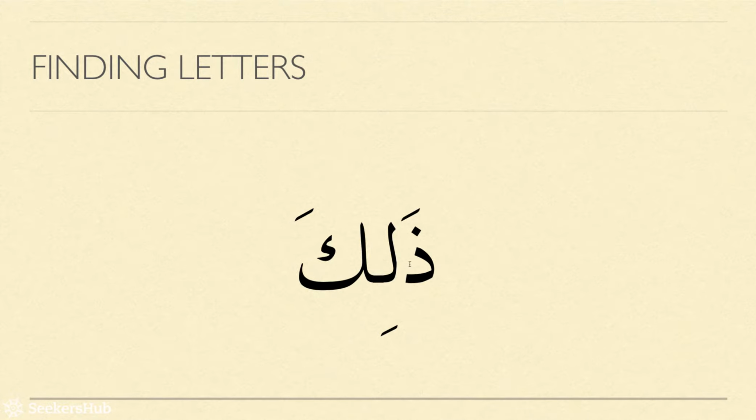Dhalika. Here's another exception to our rule of the alif, is that the word dhalika is pronounced dhalika, as if it has an alif there, but we don't write the alif in there. We just write it dhal, lam, kaf, dhalika. We pronounce it with the alif, but we don't actually write the alif. So this is dhal here with fatha, dha. This is the lam here, li, and now a kaf, ka, dhalika.